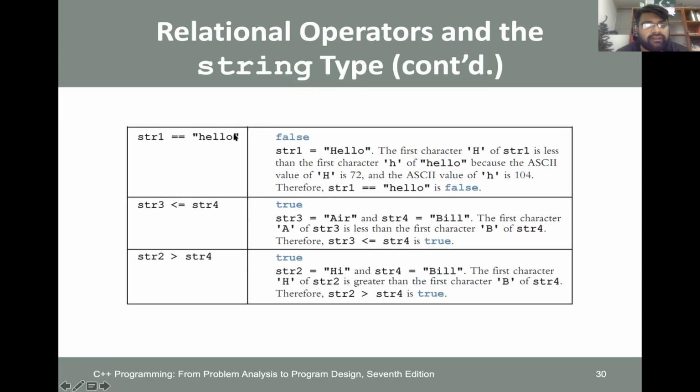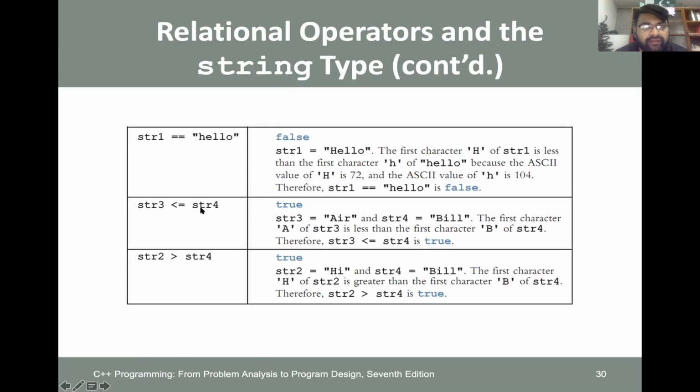So let's talk about if string 1 is equal to hello. This will evaluate to a false value, because string 1 contained the string Hello, and capital H is actually not equal to small h. And since capital H is not equal to small h, the string 1 is not equal to hello, and this statement is false.